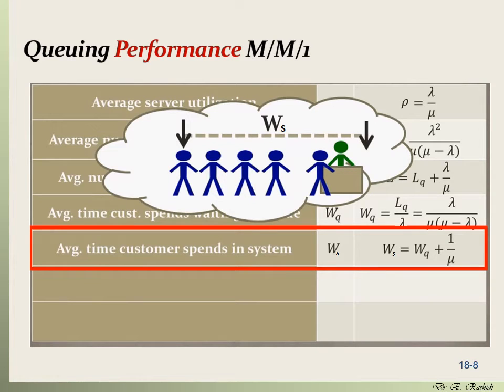Next, we have the average time customers spend in the system, or W sub S. So the average time that people spend in the system would be the average time that they have to spend in queue, W sub Q, plus the service time. So that's what we have here. W sub S is W sub Q plus 1 over mu, which is service time.